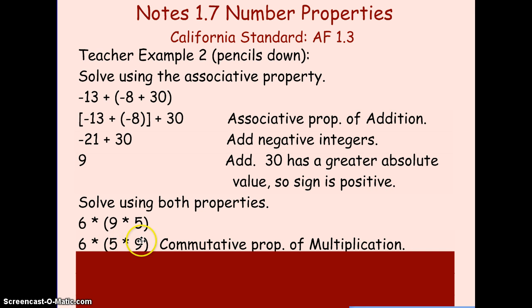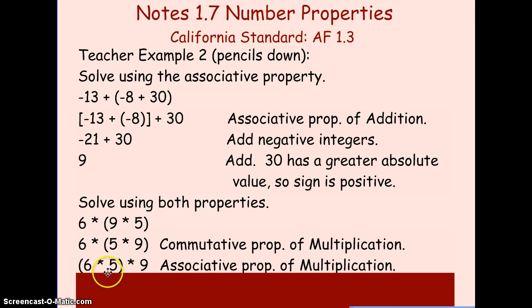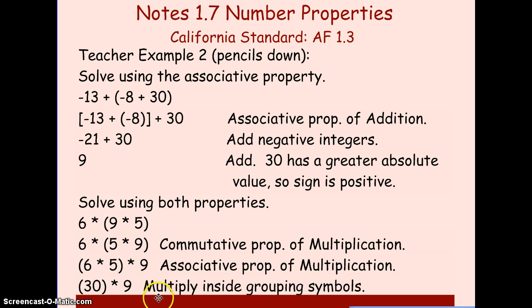First, I've changed the order of the 5 and the 9 using the commutative property. Then, I've moved my parentheses because I've decided that multiplying 5 times 6 is easier because it's a nice, easy number, and I like numbers that have zeros on them. They're easier to multiply. Okay, so now I have 30.